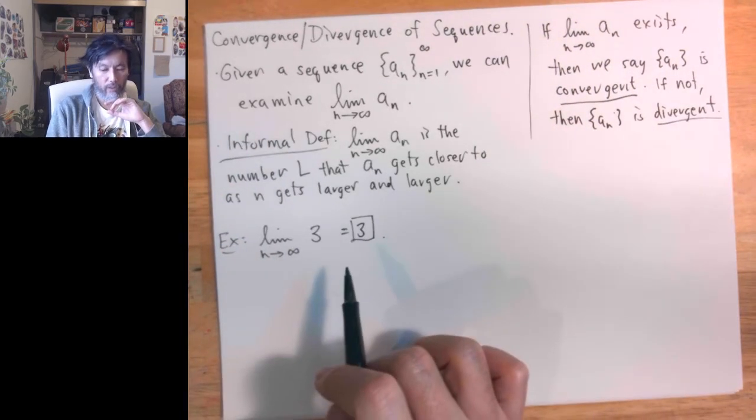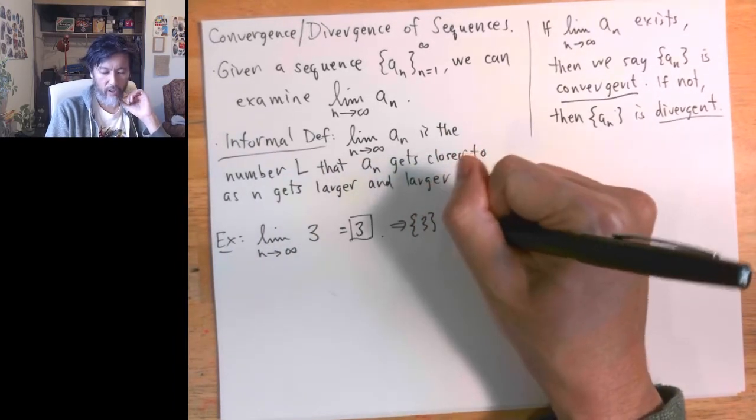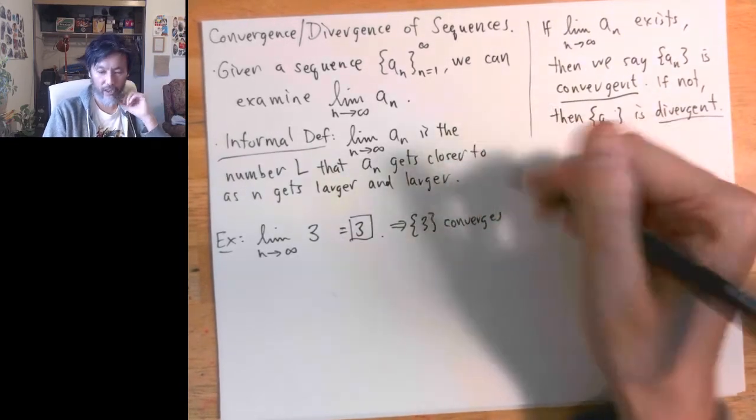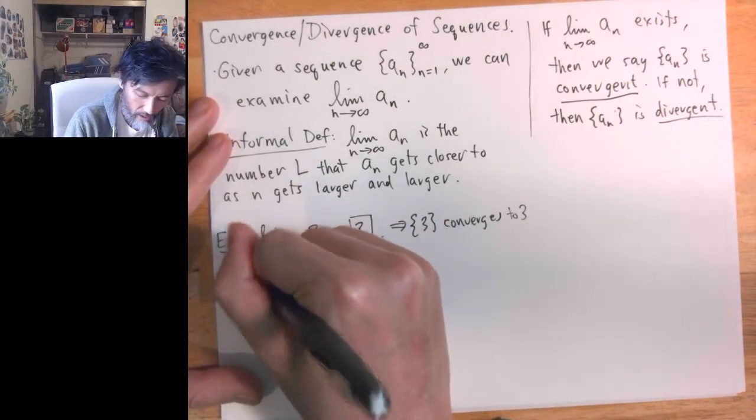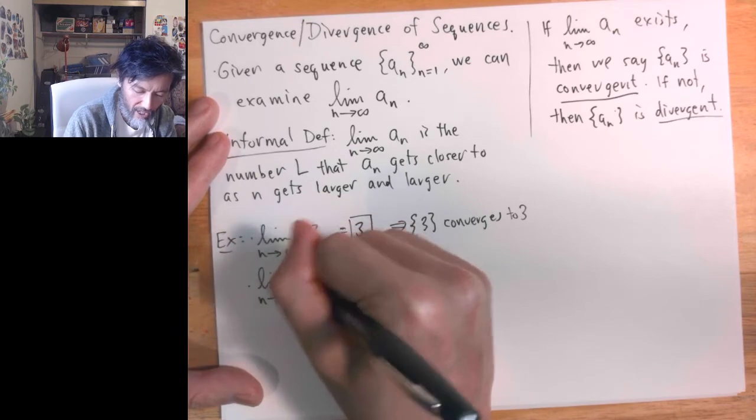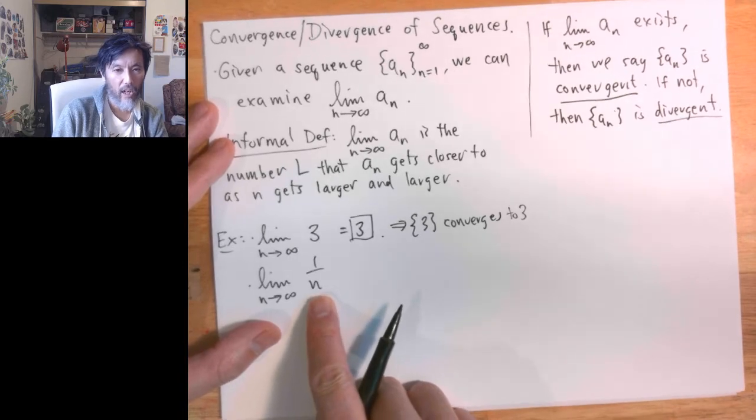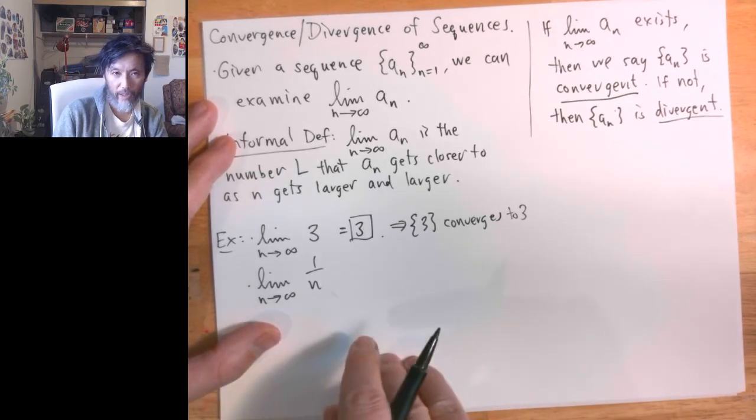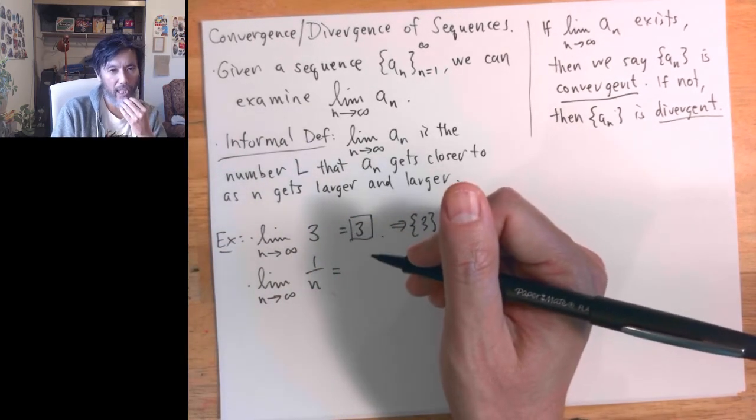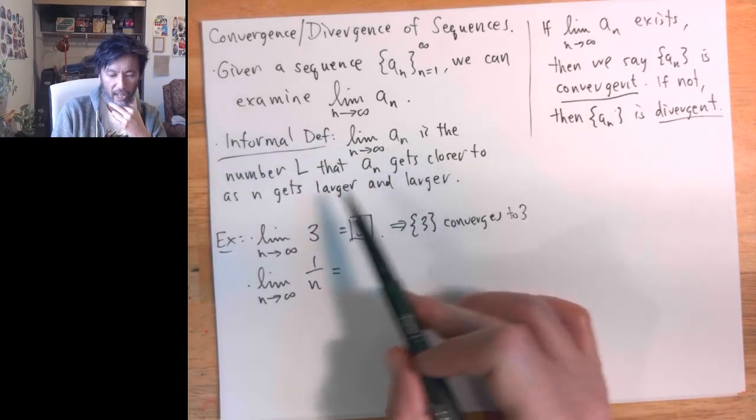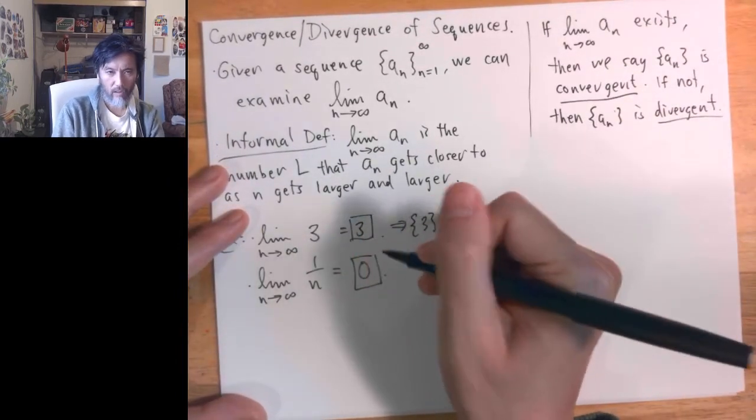All right. So here's an example of a convergent sequence. This implies that 3 as a sequence converges, and we might even say converges to 3, just to be more descriptive. Here's another example. The limit as n approaches infinity of 1 over n. When you see this, what you should be thinking is, this is a sequence of numbers: 1, 1/2, 1/3, 1/4, 1/5, etc. What value is that getting closer and closer to as n gets larger and larger? I think you know that this is 0. Or I hope you know that this is 0.